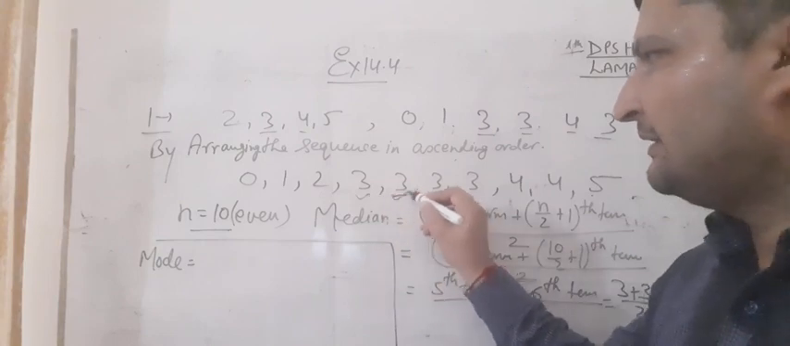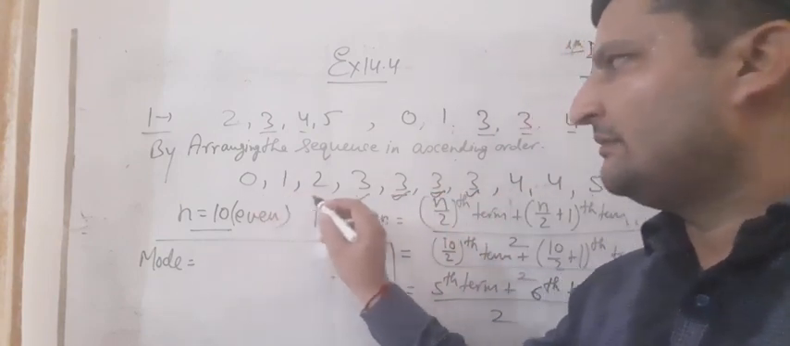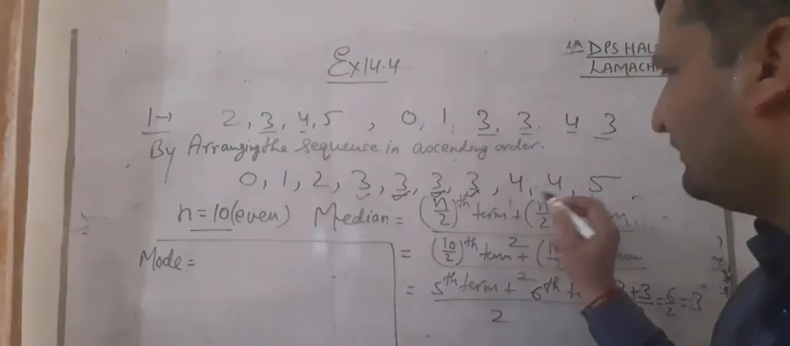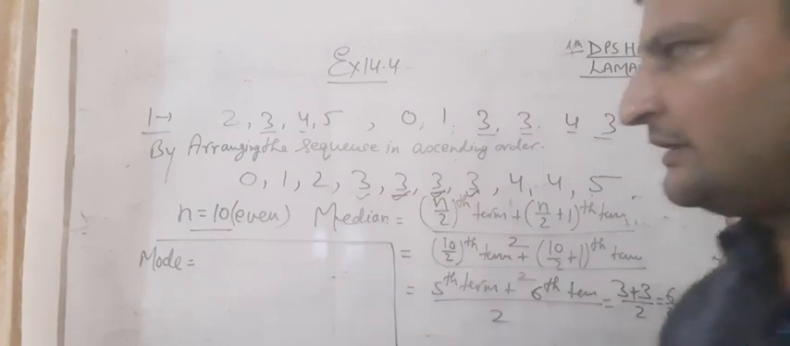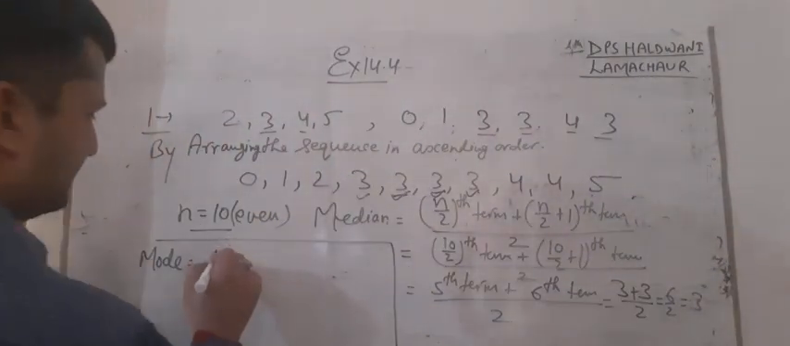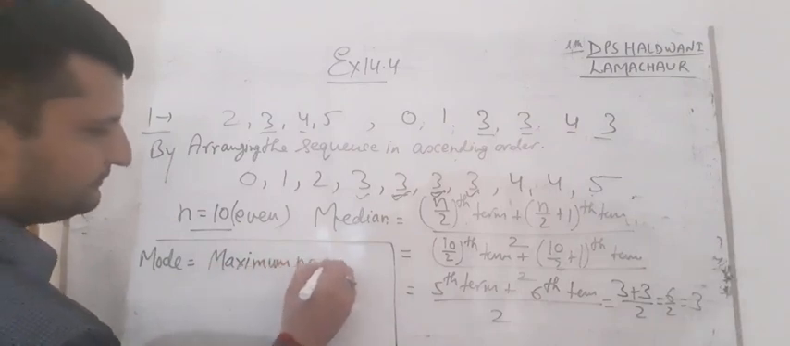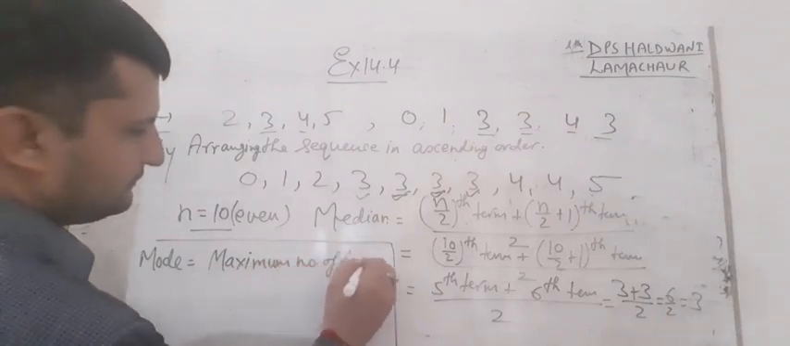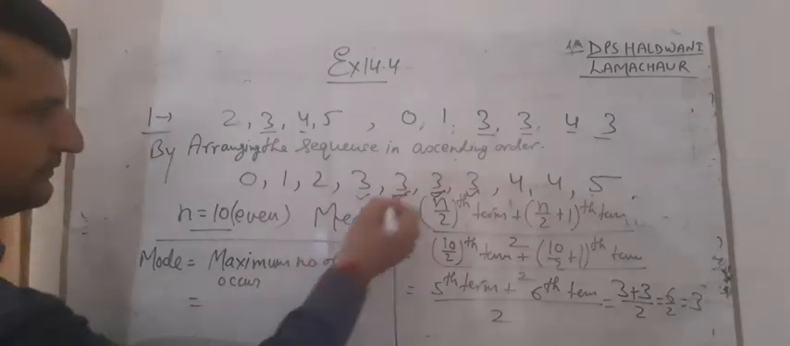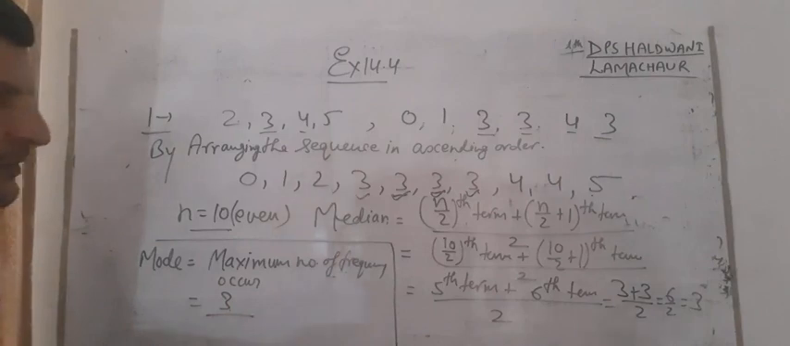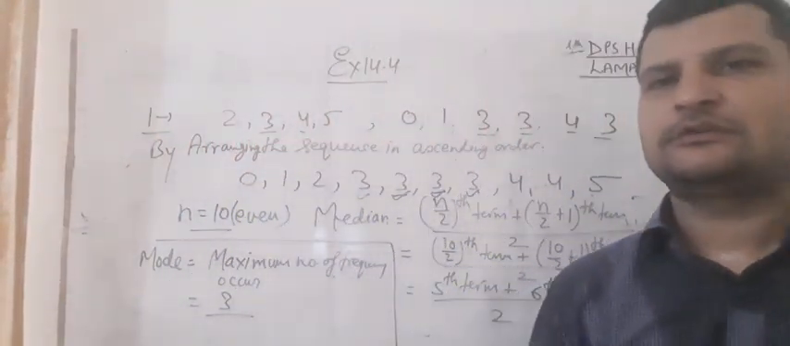3 is coming how many times? 1, 2, 3, 4 times. 0 is coming 1 time, 1 is coming 1 time, 2 is coming 1 time, 4 is coming 2 times, 5 is coming 1 time. So students, 3 is coming 4 times. So we can write that mode is equal to the maximum frequency. So the mode is 3. The median is 3 and the mode is also 3.